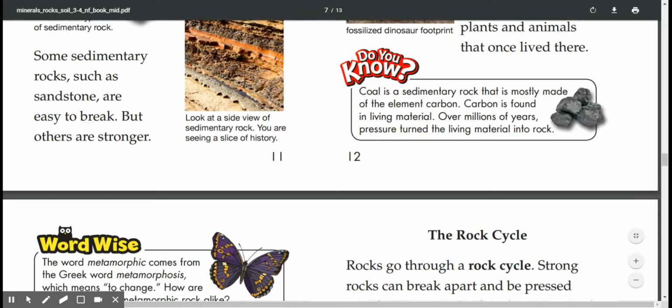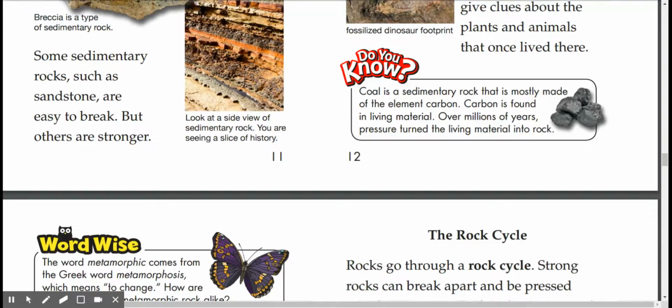Did you know coal is a sedimentary rock that is mostly made of the element carbon? Carbon is found in living materials. So over millions of years, pressure turned the living materials into rock. So all of the plant debris, from the dinosaurs even, it all got squished, and that carbon was squished into a rock.